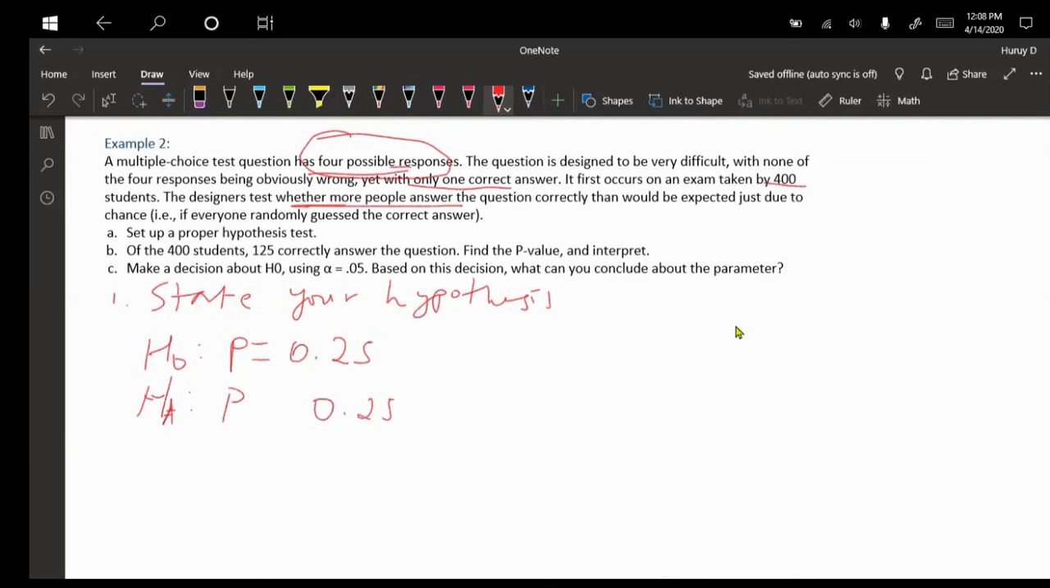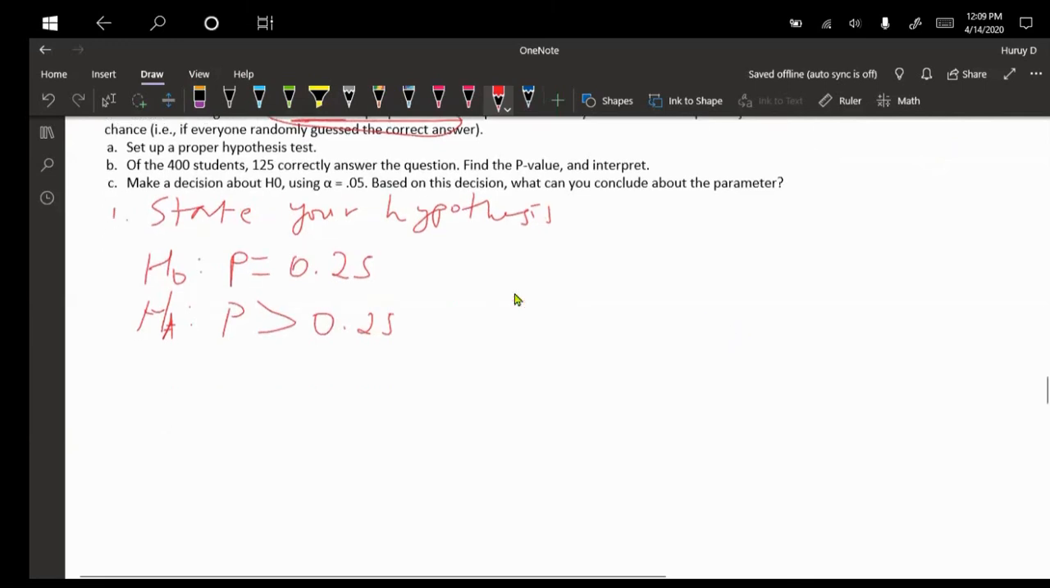So since we have this indicator, this terminology, which indicates that we need to use the right-sided alternative hypothesis, then we use p greater than 0.25. Okay, so this is our alternative hypothesis now, just because of this indication. So that's why I was saying we have to be careful on this. Just look for some indication in the wording in the problem.